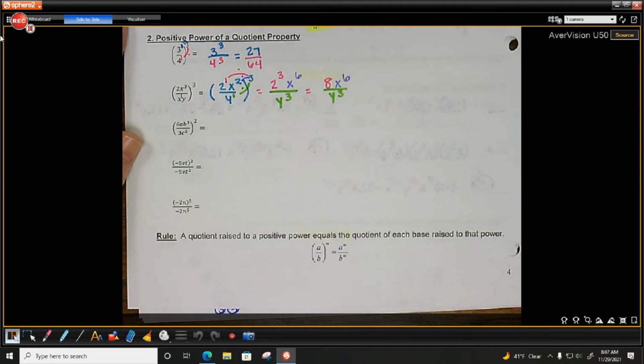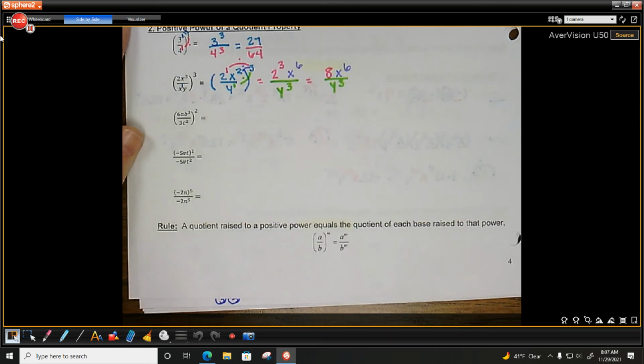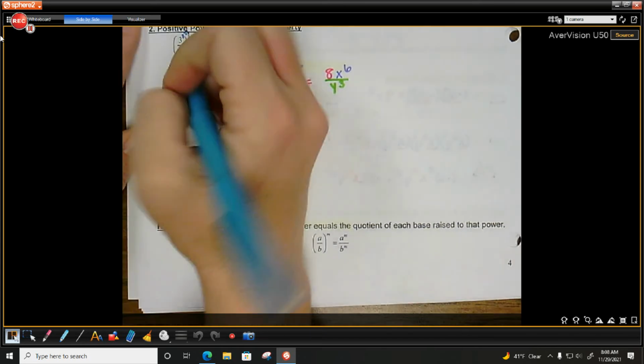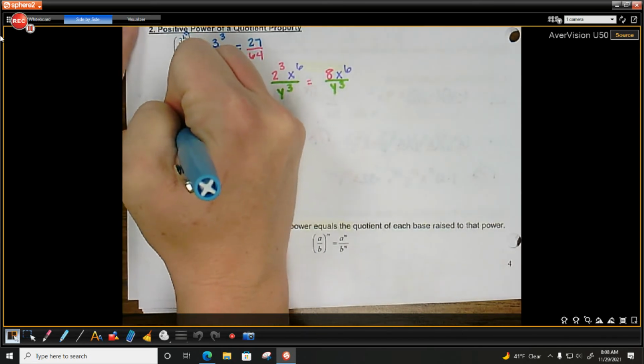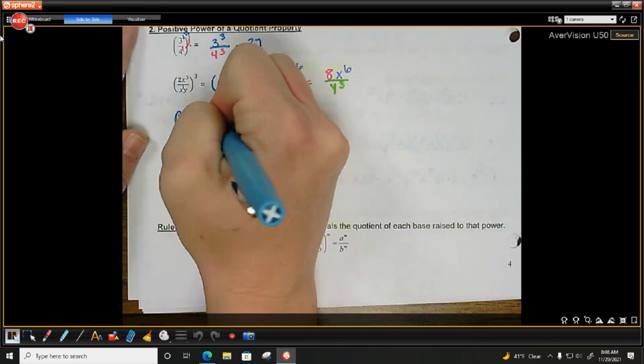Okay, let's look at the next one. On top I have 6 a's and b's. On the bottom I have 3 and c's. Anything I can simplify? The numbers, the coefficients. What is 6 divided by 3? 2. So it's 2ab to the third over c squared.